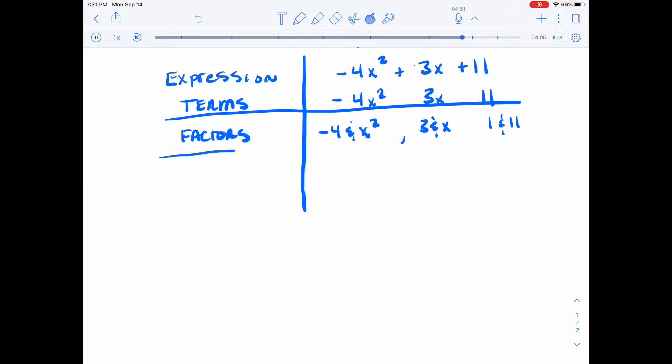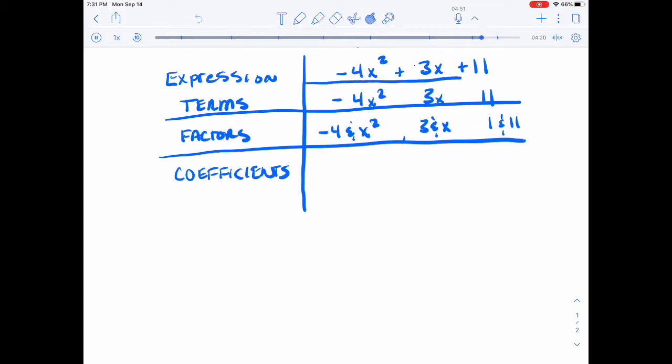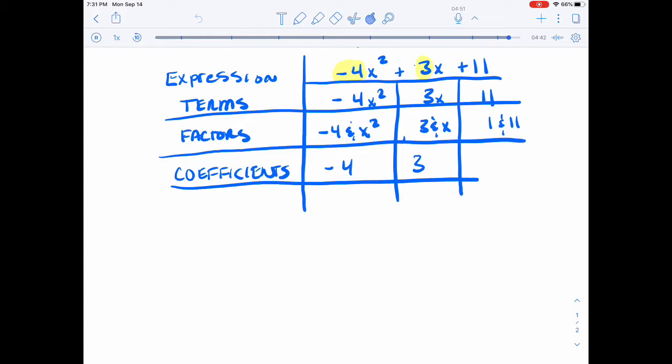And next, I will move on to the coefficients. The coefficient of the first term, let's go ahead and draw that out, would be negative 4. The coefficient of the second term is 3. Let's put our 3 there. Our last term, 11, does not contain a variable, which means that it does not change in the expression, which makes it our constant. So 11 is our constant.